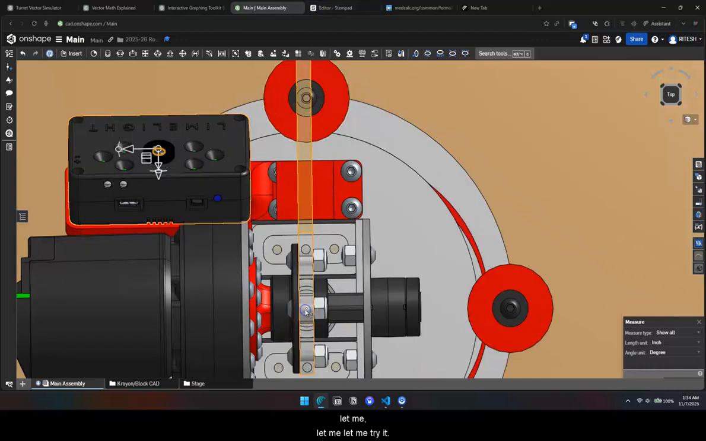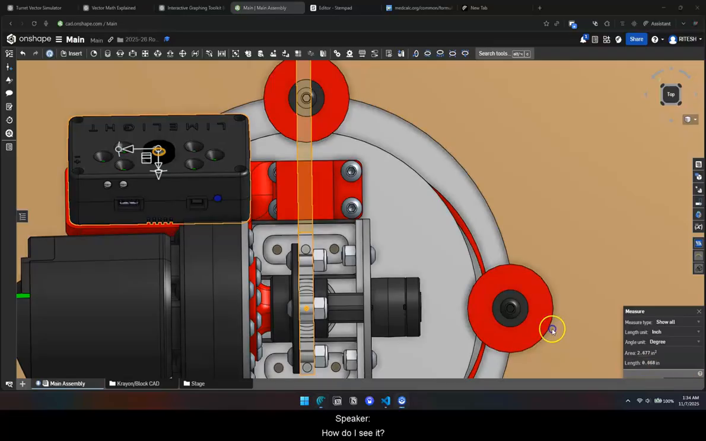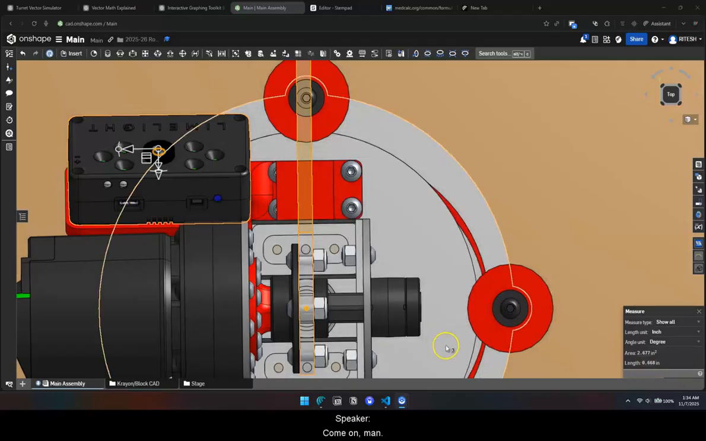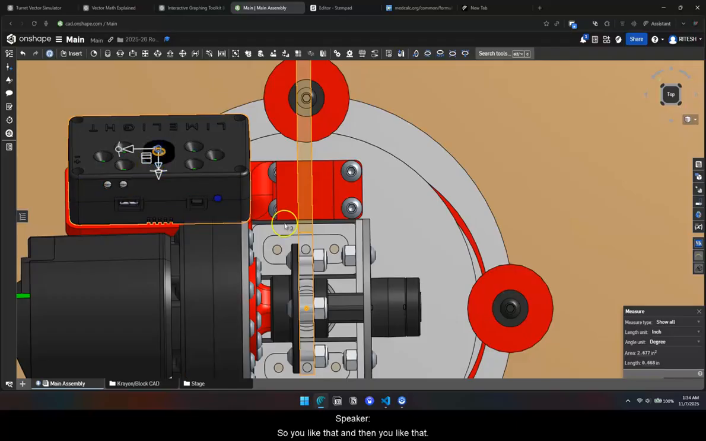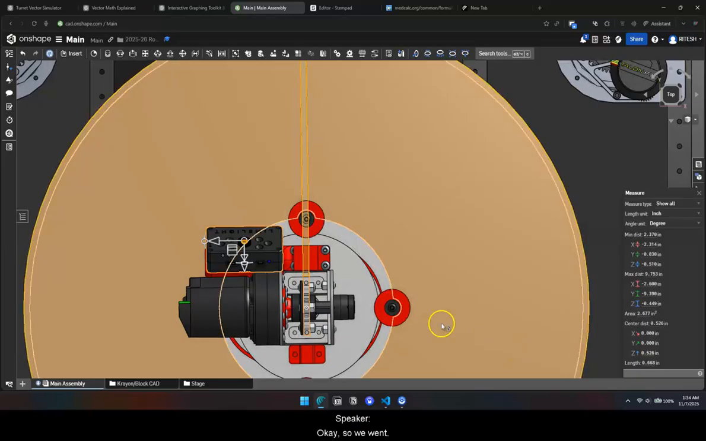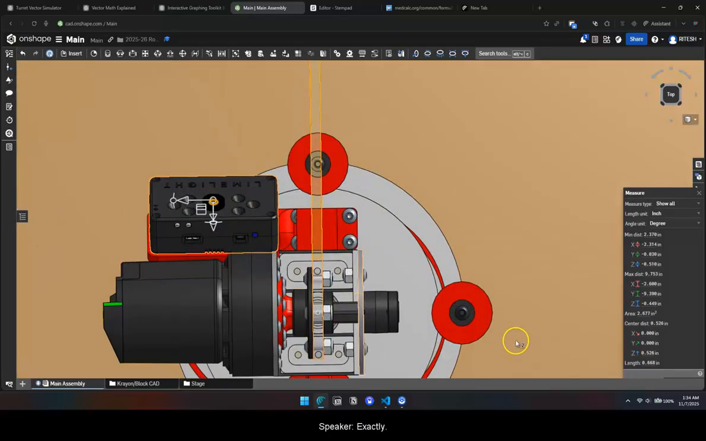Let me try it. Okay, so we went exactly. How do I see it? Come on, man. Come on. So you like that, and then you like that. Okay, so we went exactly. Okay, whatever.